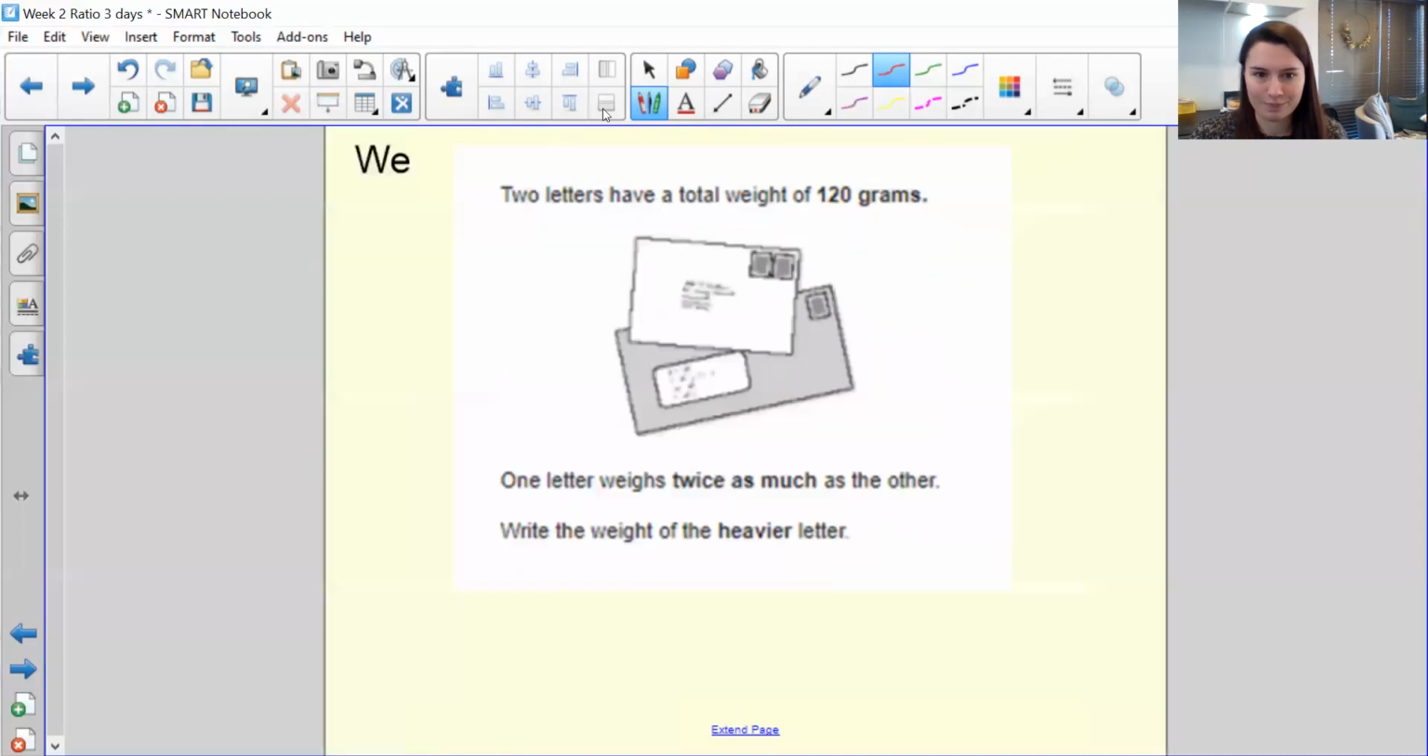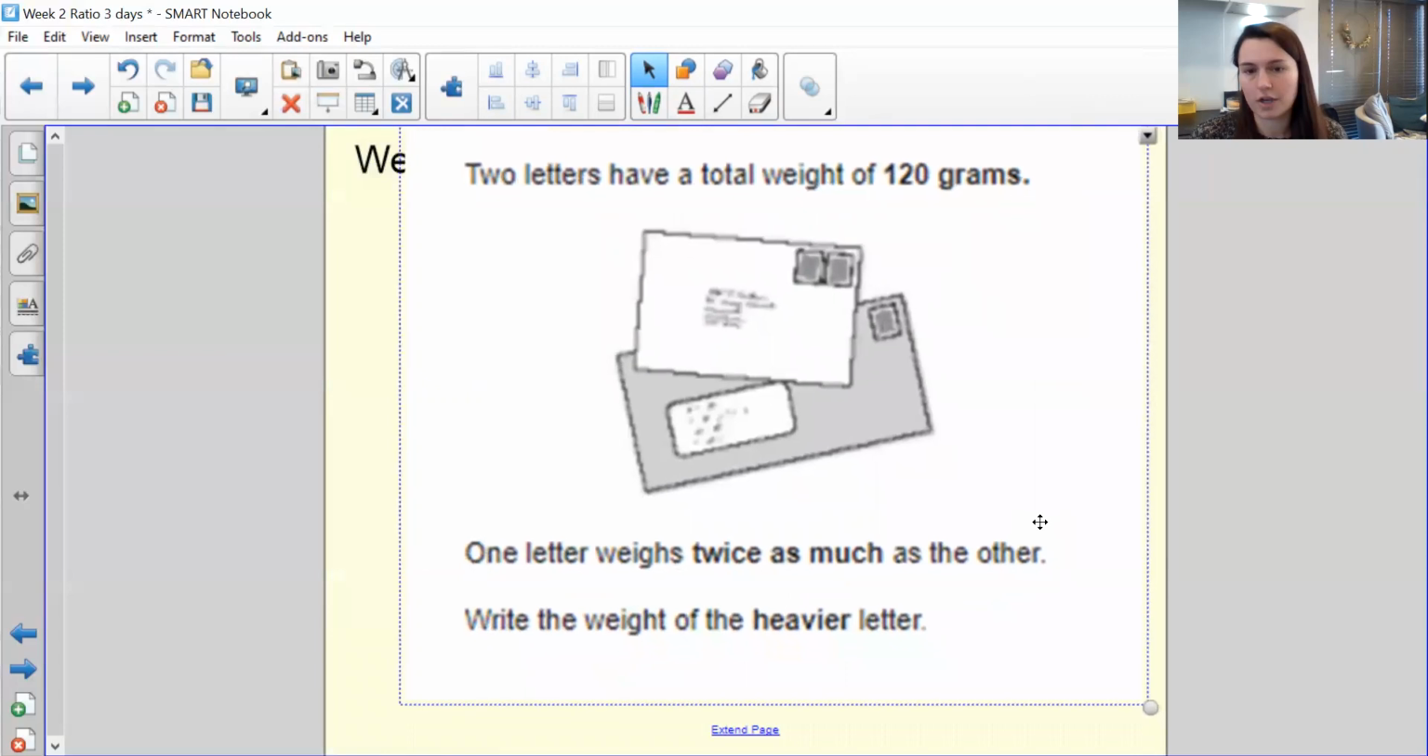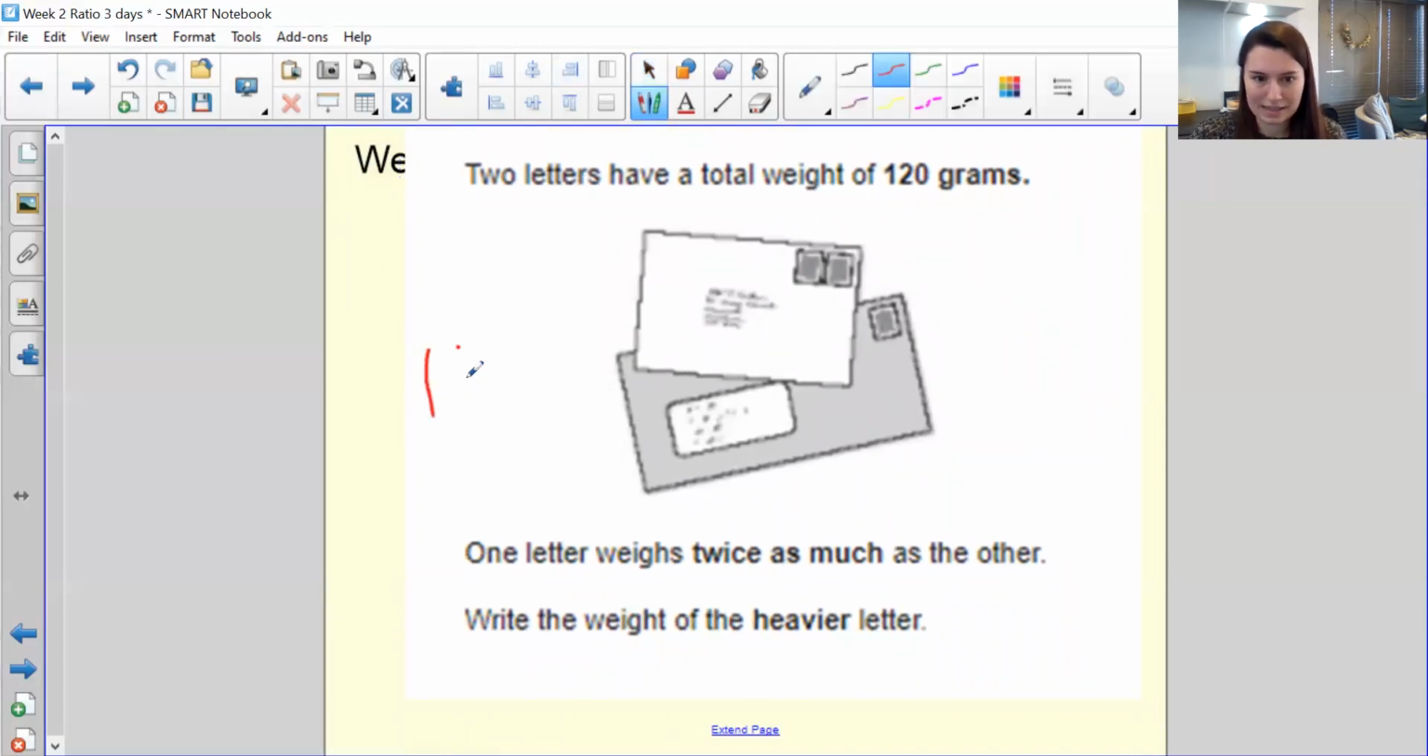Okay, your turn. Here's one for you to try. 2 letters have a total weight of 120 grams. One letter weighs twice as much as the other. So we haven't looked at when it says it like that, but if something is twice as much as the other, you always have 1 as the first ratio, and then the other side of the ratio is how many times bigger. Write the weight of this heavier letter.